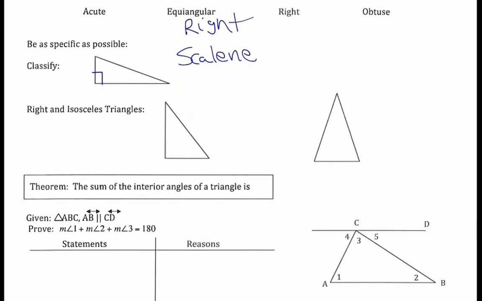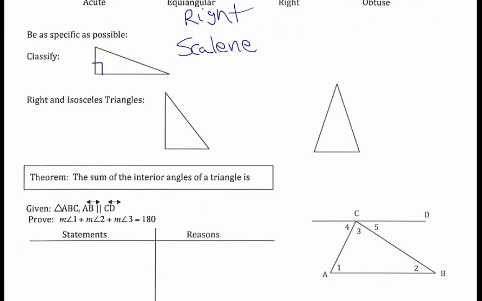Now, for right and isosceles triangles, there are specific terms we want you to know. If you know you're looking at a right triangle, the longest side of that triangle gets a specific name, which you've probably heard before, the hypotenuse. And the other two sides we call the legs. Doesn't matter which leg you call A or B, but they're both legs.